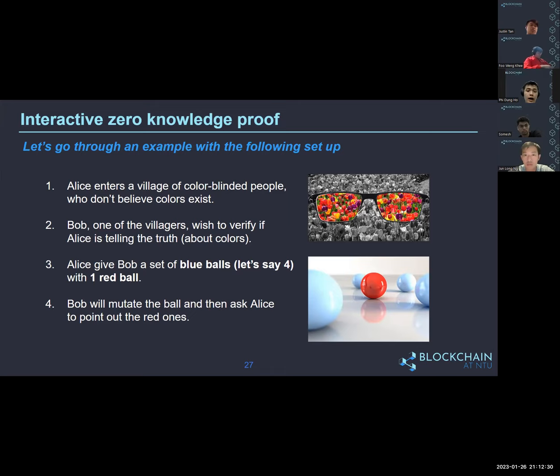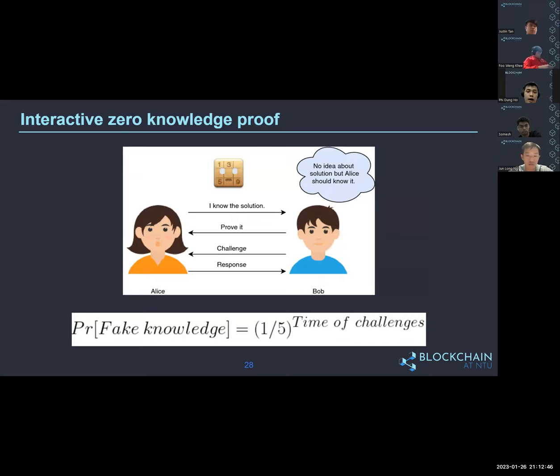Then Alice will prove to Bob that she actually knows the color by consistently picking out the correct red balls. So the scheme goes as follows. Alice says that she knows the solution. Bob holds the 5 balls, which are 4 blue and 1 red, and Alice picks the ball correctly. Only Bob knows the order permutations. That is the proof and the challenge part.